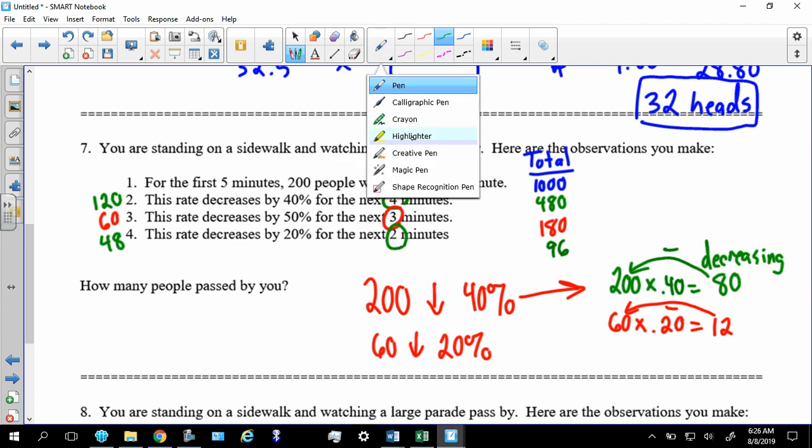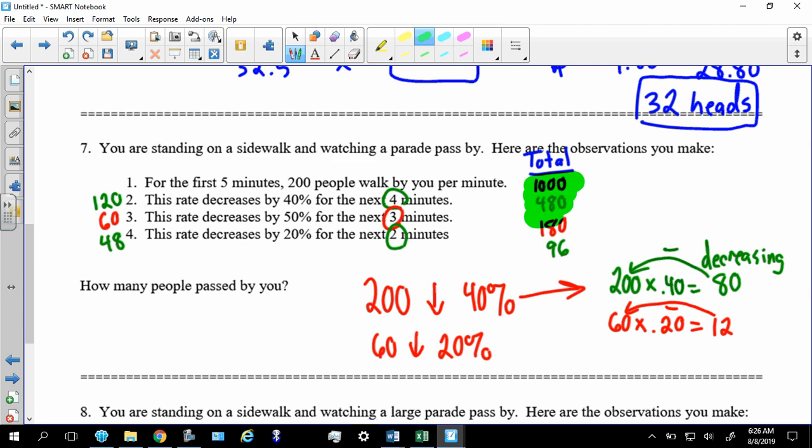So what I'm going to do is I'm now going to add up all my total. So how many people have passed by you? That is a grand total, 1,756 people.